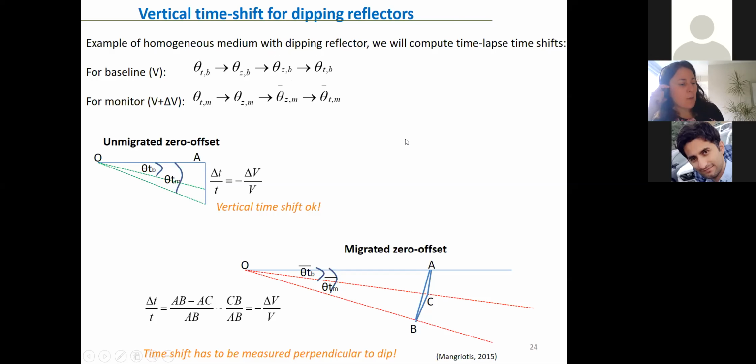In fact, what I showed with very simple algebra is that if you have unmigrated zero offset data, this equation is 100% correct. But if you have migrated zero offset data, you really should be looking at delta T over T in a direction perpendicular to dip. Okay, and in this case, that's equal to delta V over V.